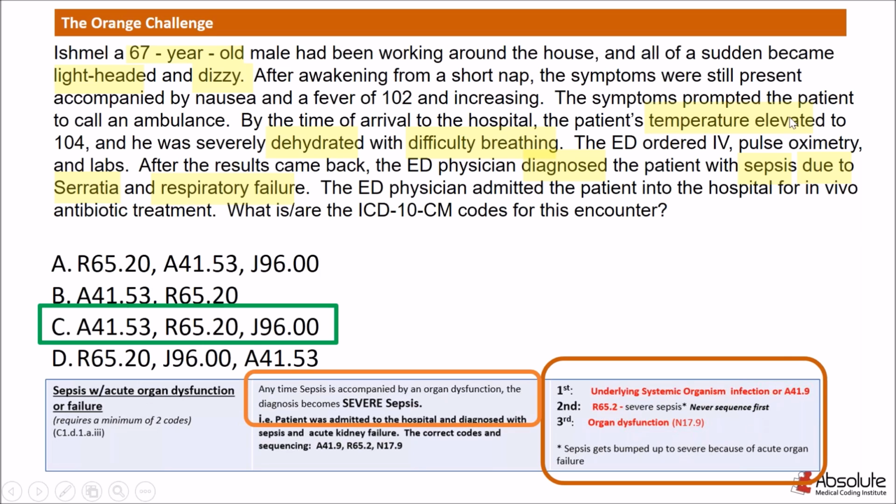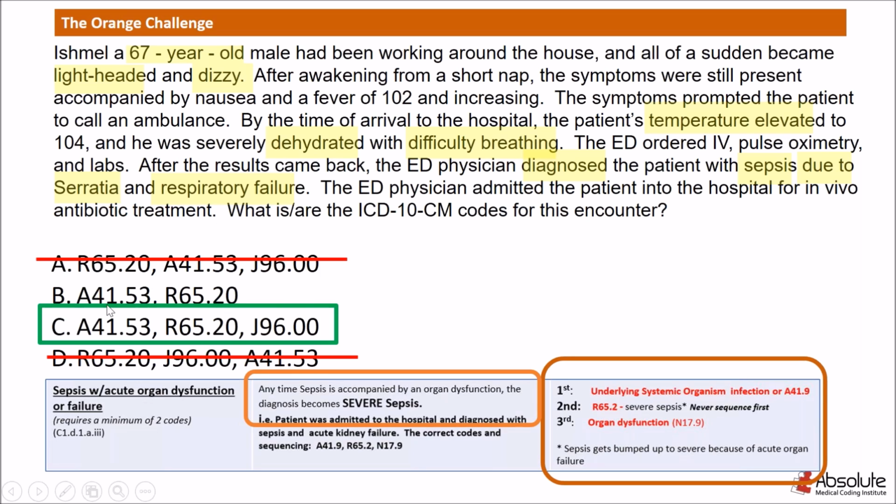From here, actually, you can eliminate some of the answers. We are not coding R65.2 first. So if you look at the answers here, we can eliminate A and eliminate D because they are coding R65.20 first. So we don't have to deal with those anymore. Those are wrong. Next, we are going to need a third code for the organ dysfunction because we had an organ dysfunction.